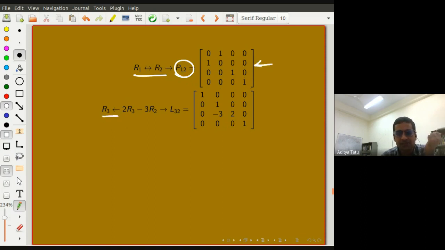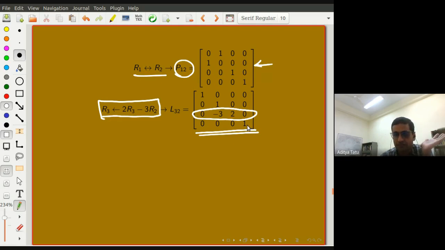Similarly, in the next step, I'm doing something like this: replacing row 3 by 2 times row 3 minus 3 times row 2. So that also I can write in matrix form. I'm replacing the third row, so I should only change the third row. All other rows do not change, which is why apart from the third row, everything is like an identity matrix. Then in row 3, I'm multiplying minus 3 to row 2. This entry corresponds to row 2, and I want to multiply it by minus 3 and add it to 2 times row 3. That is how I have written this matrix.